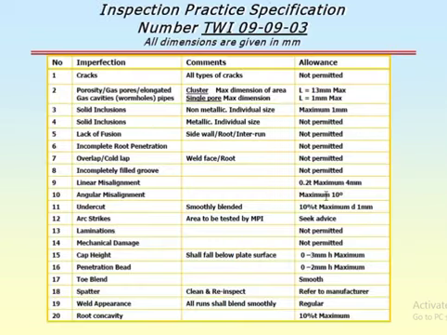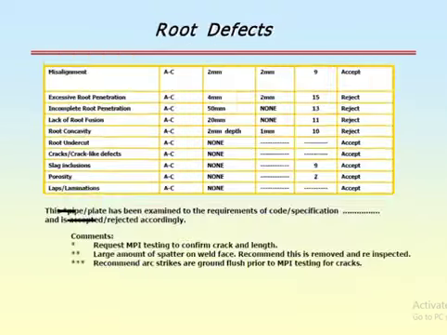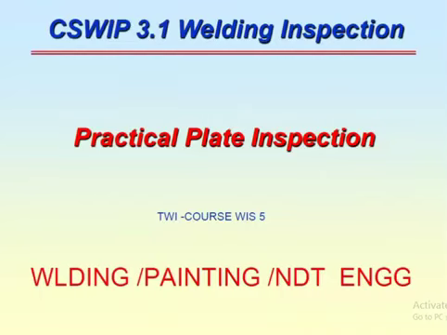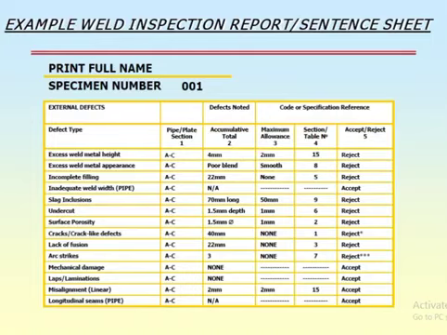And this is your inspection practice specification. So you have been given this CSWIP 3.1. When you are given the practical plate examination, they will give the acceptance criteria on this page. So on this page you can understand each acceptance criteria, which is permitted and which is not permitted. On that basis you can select the acceptance and rejection. So I think for this page now you understand how you have to write in the weld face and how you have to write in the root face.